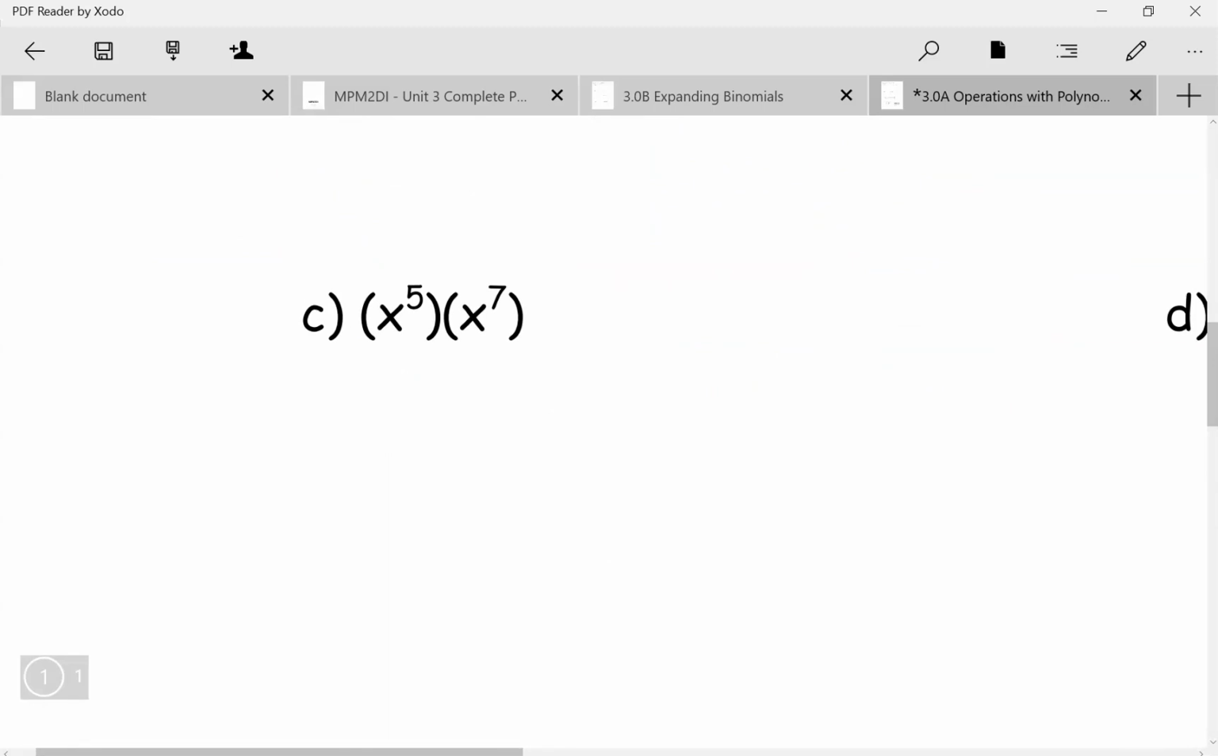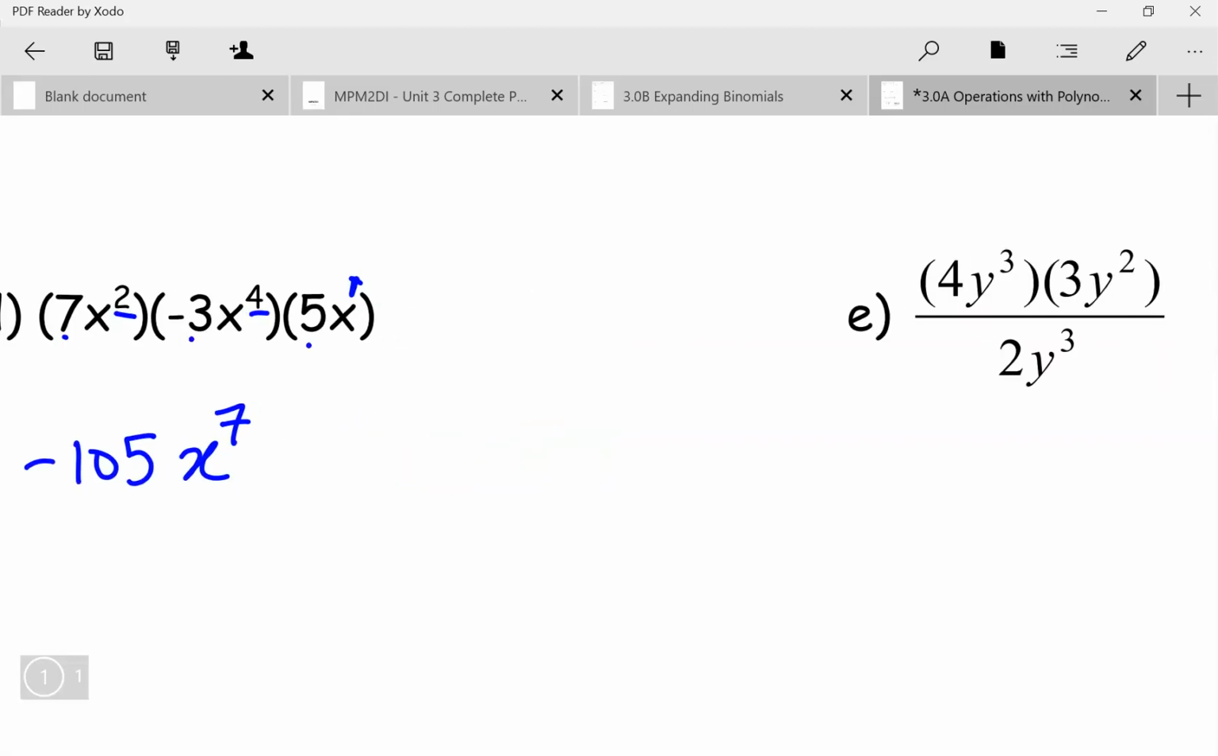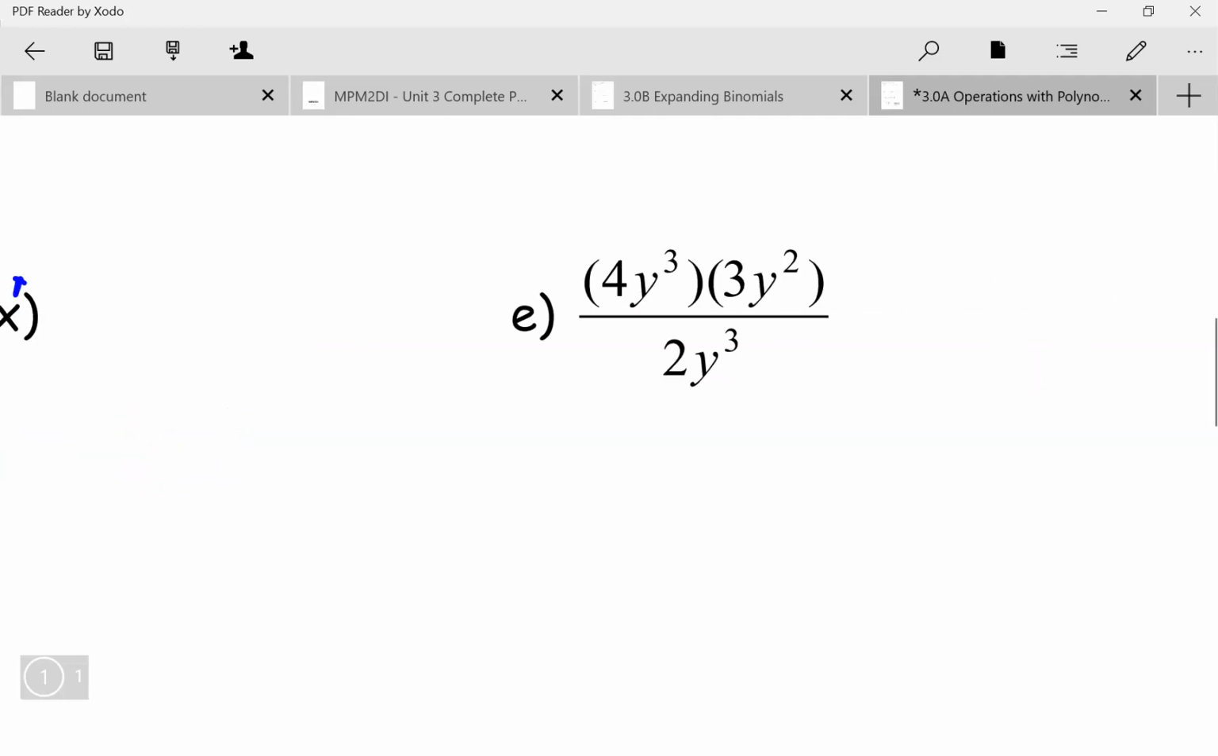Again, this is just multiplication of variables alone. Exponent rules: x to the power of 5 times x to the power of 7 is x to the power of 5 plus 7, which is x to the power of 12. Again, multiplication, 7 times negative 3 times 5, I believe, is negative 105. x to the power of 2 plus 4 plus 1 would give us 7. No invisible ones. They come up everywhere. They'll be incredibly useful in what we need to do.